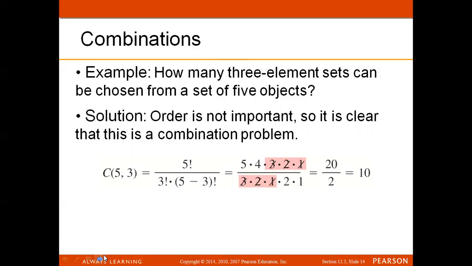So we have a combination of 5 choose 3, or 5 factorial divided by 3 factorial times, in the denominator, still the quantity 5 minus 3 factorial. They've written out the quantities, canceled, and then are left with 5 times 4 divided by 2 times 1, which is 10. There are 10 combinations.